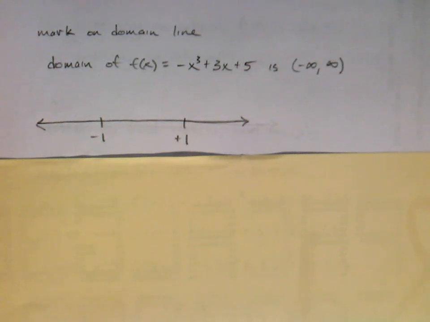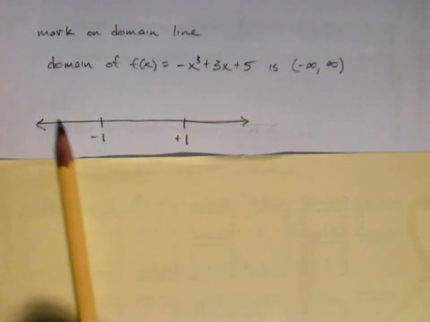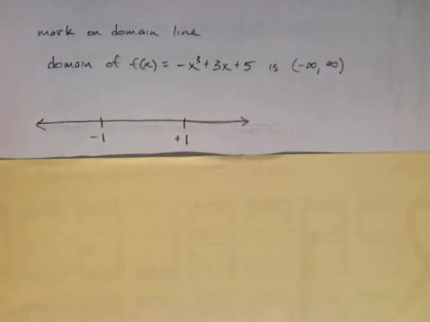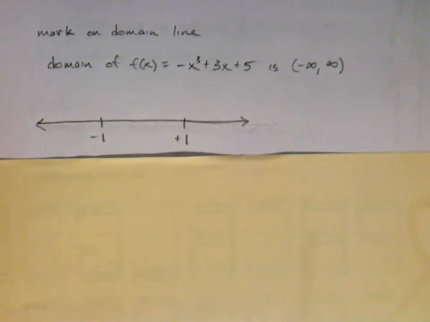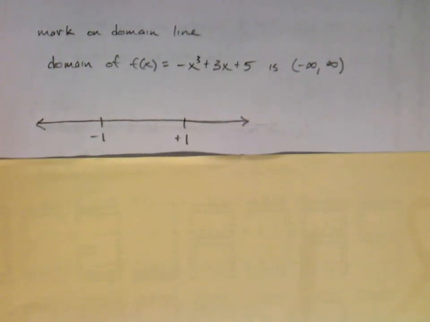Now what does that mean? When I mark my domain line, I've created 3 intervals. This one here in the middle, and this one. So I'm going to take a number, any number, from each of the 3 intervals, and I'm going to plug those one at a time into f prime of x. And that's going to tell me which of these intervals are increasing and which are decreasing. So how's that going to work? Okay, well, let's try it out.